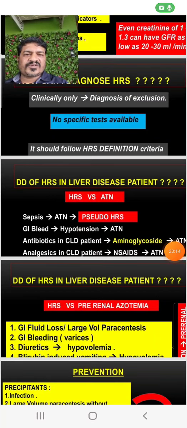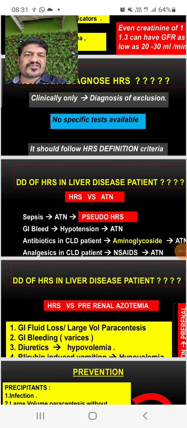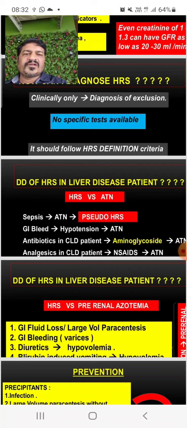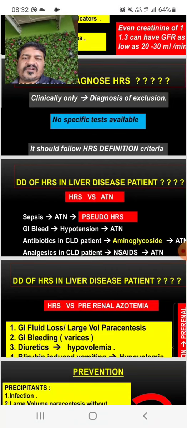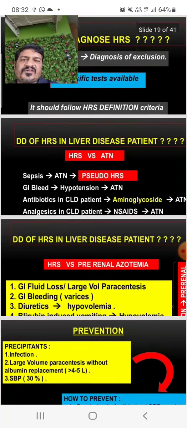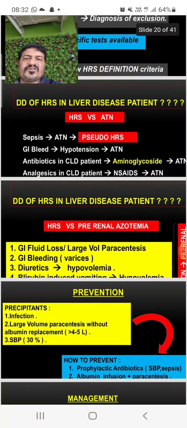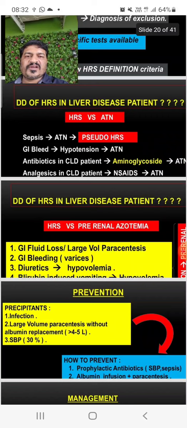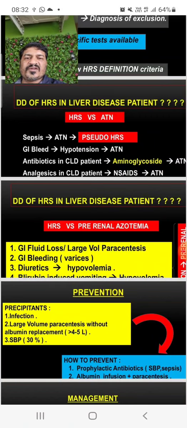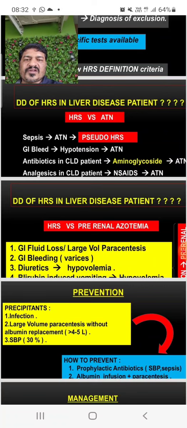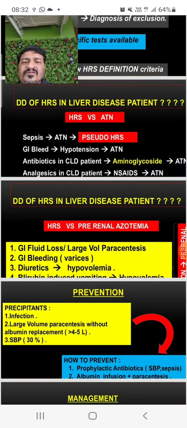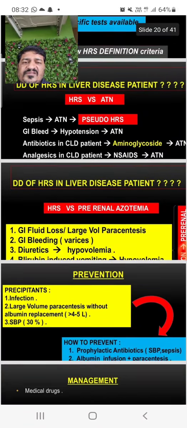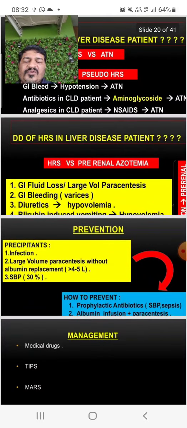Antibiotics in CLD patients, which is aminoglycoside, lead to ATN. Analgesics in CLD patients also lead to ATN. So, the differential diagnosis of HRS in liver disease patients: HRS versus prerenal azotemia, GI fluid loss like large volume paracentesis, GI bleed in case of varices, diuretics causing hypovolemia, and bilirubin-induced vomiting.